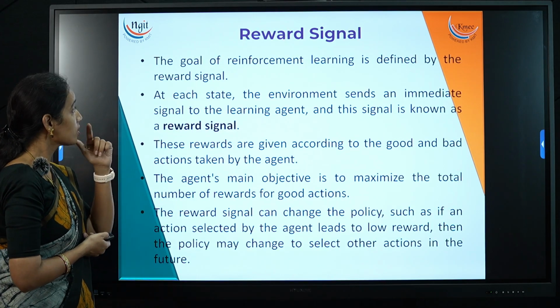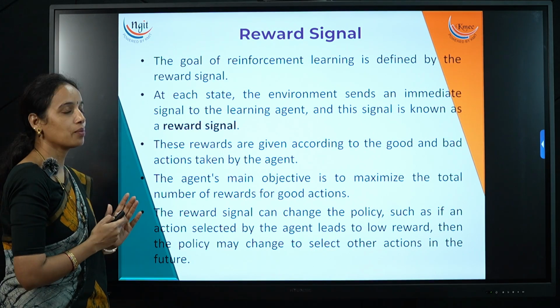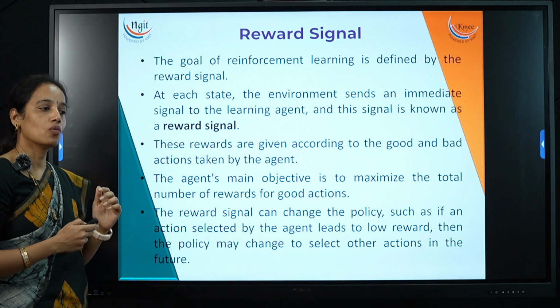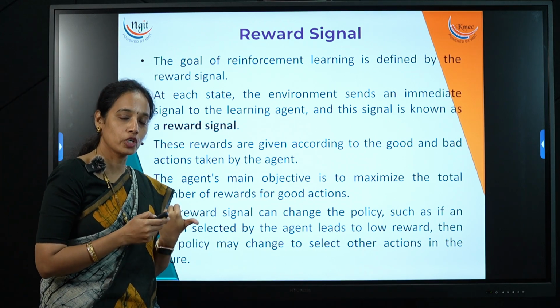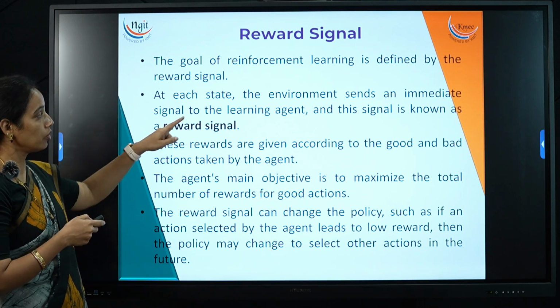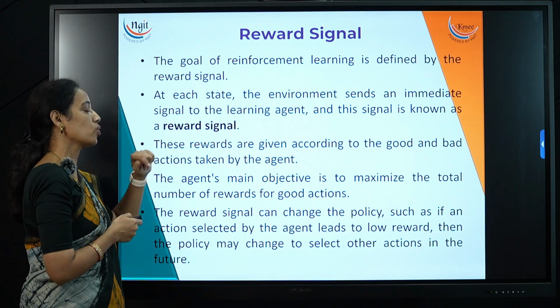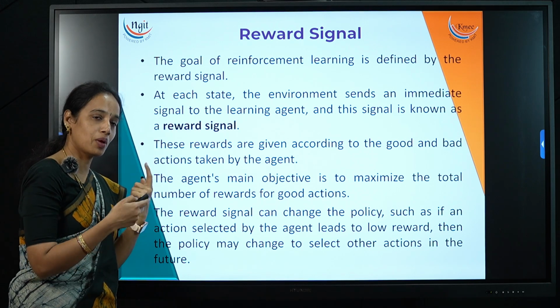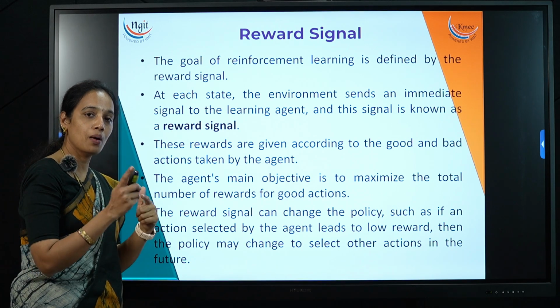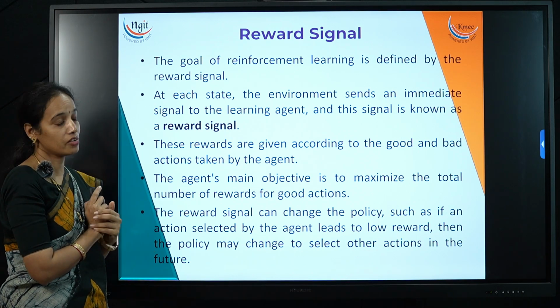And then the reward signal. The goal of reinforcement learning is defined by the reward signal. The goal of a particular agent is to maximize its rewards. At each state, the environment sends an immediate signal to the learning agent, and this signal is known as the reward signal. It may be a punishment or a reward, but it will be sent back to the agent. That itself is called the reward signal.